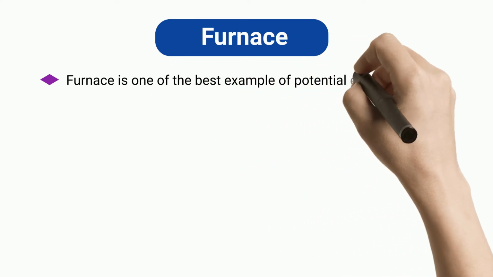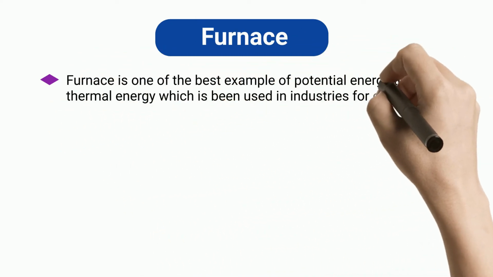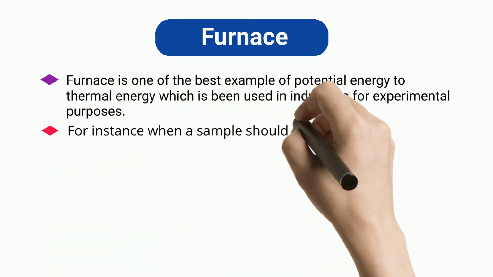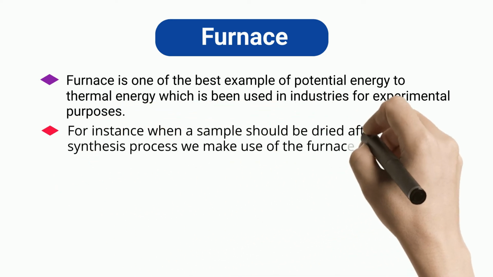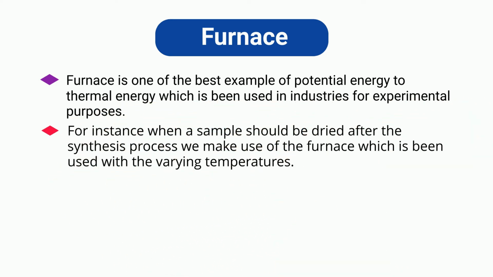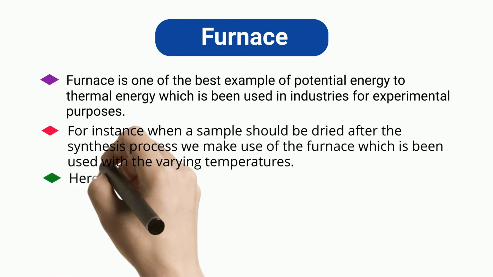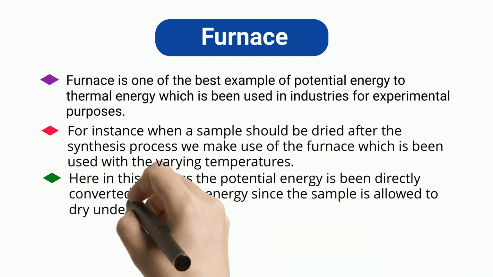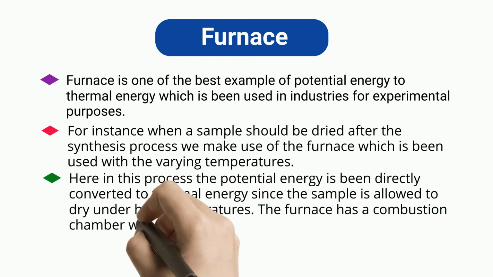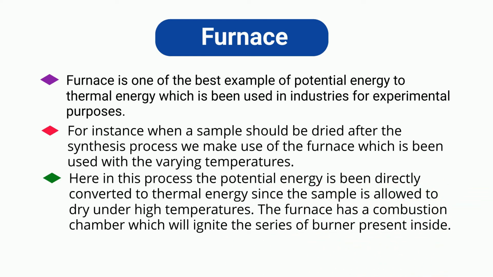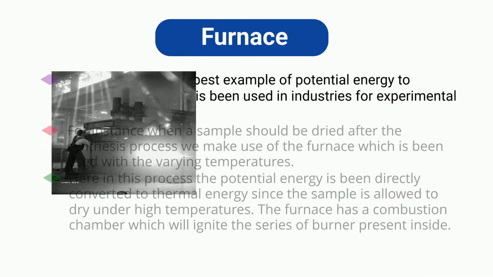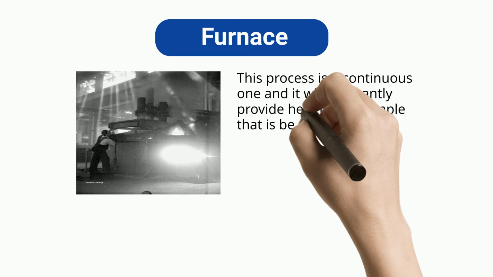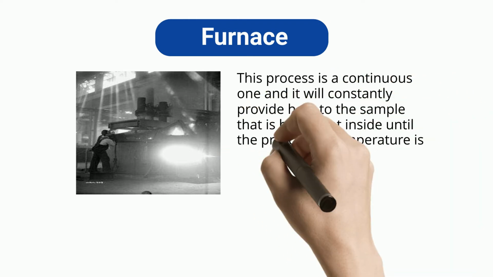Furnace. Furnace is one of the best examples of potential energy to thermal energy, which is used in industries for experimental purposes. For instance, when a sample should be dried after the synthesis process, we make use of the furnace, which is used with varying temperatures. Here in this process, the potential energy is directly converted to thermal energy, since the sample is allowed to dry under high temperatures. The furnace has a combustion chamber which will ignite the series of burners present inside. This process is a continuous one, and it will constantly provide heat to the sample that has been kept inside until the prescribed temperature set by the thermostat is reached.